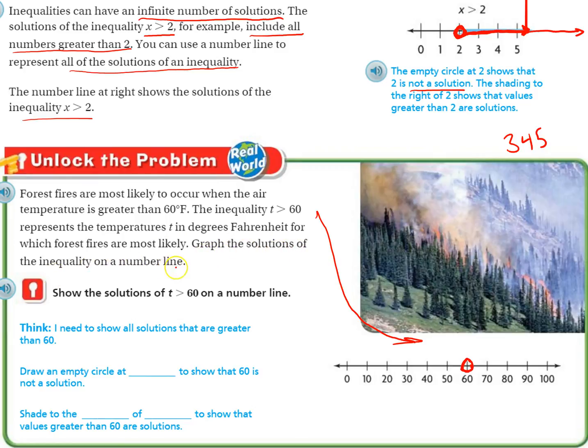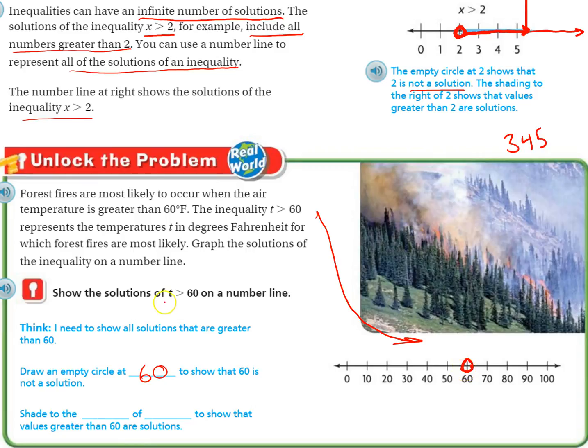Graph the solutions of the inequality on the number line. Solutions of T is greater than 60 on a number line. So I need to show all solutions that are greater than 60. Draw an empty circle at 60 to show that 60 is not a solution. I did that here. Put a circle right on 60.